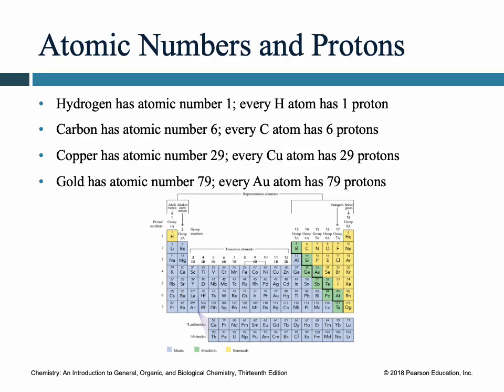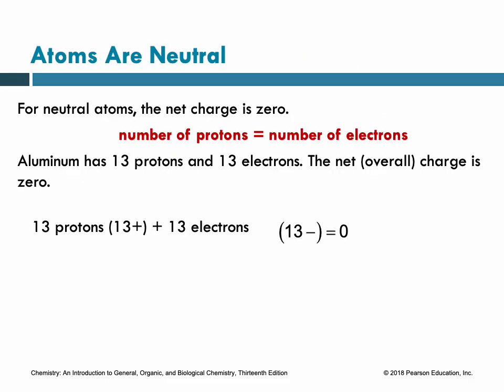For example, carbon, if you look at the periodic table, carbon is number 6, which basically tells you carbon has 6 protons. Copper, right here, if you find it on the periodic table, is number 29, which means it has 29 protons, and so on and so forth. So this number right here tells you how many protons any element has, and this is the identity of the element. This never changes.